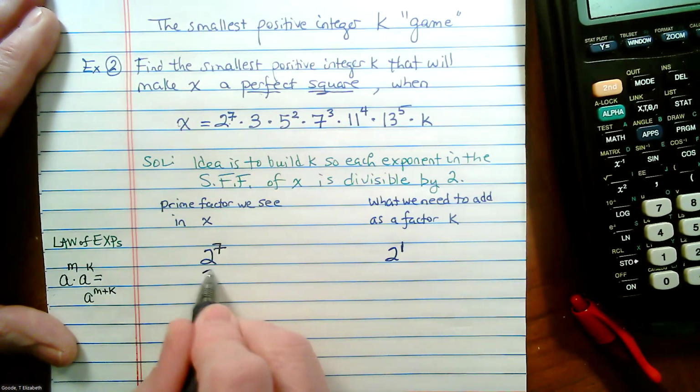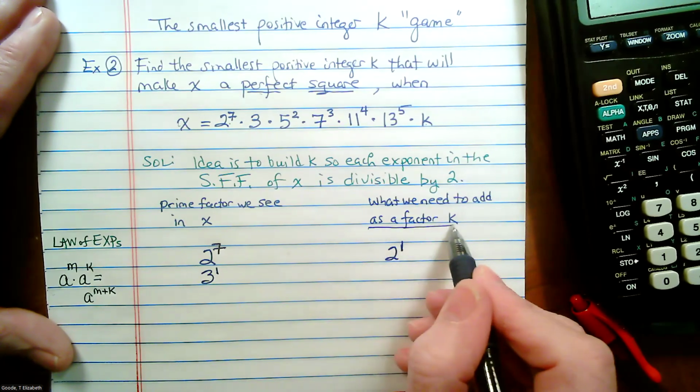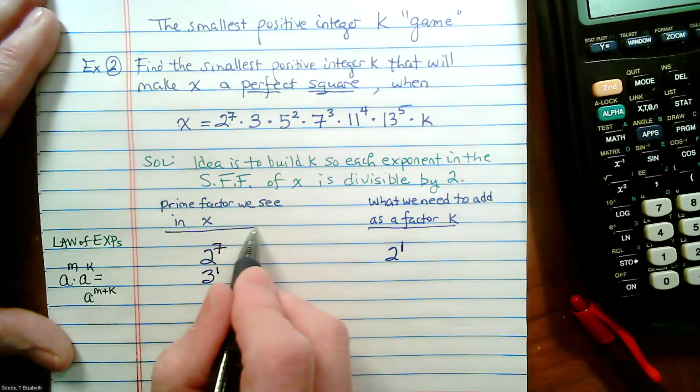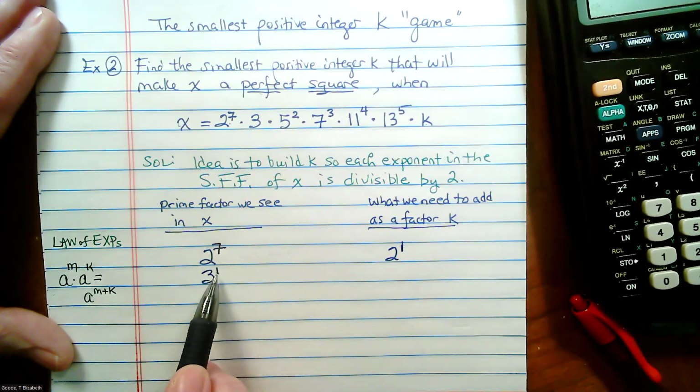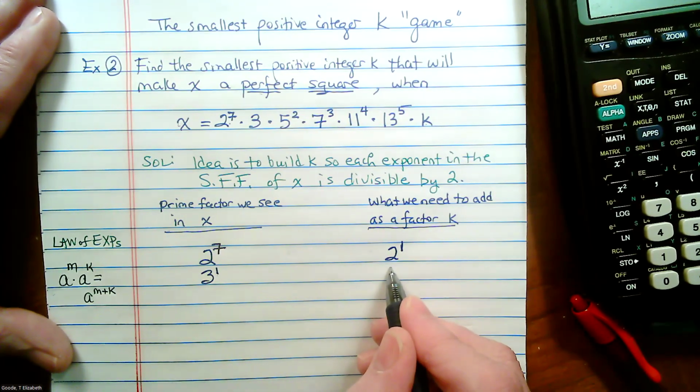Right now we see a 3 to the 1, right? So do we need to add any copies of 3 into the k that we're building? No. Wait a second. Is 1 the exponent on the 3? Yes. Does 2 divide 1? Oh, no. Right? We've got to bump them up to make them even if they're not even. So what do we need to add in as a factor of k?